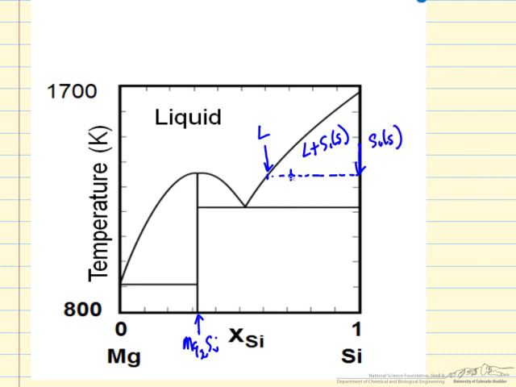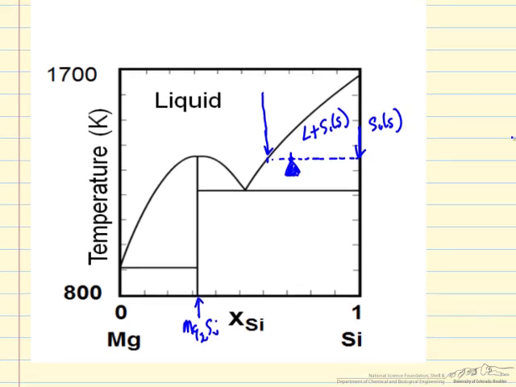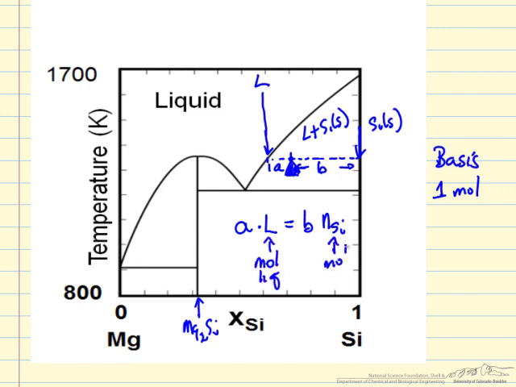The lever rule essentially says we could envision this to look like a small seesaw where we have a weight on this end and a weight on this end. And from this diagram, you can see that for this seesaw to be balanced, this weight here has to be much greater than this weight here. The lever rule says we can determine the balance by defining this distance A between the end and the center, the lever, and this distance B between the other end and the center. The lever rule then says A times L will represent the number of moles, or the fraction, but let's say number of moles, and we'll pick a basis of 1 mole to make the calculations easy. A times L is equal to B times the number of moles of solid silicon. So L represents moles of liquid, and this represents moles of silicon solid.